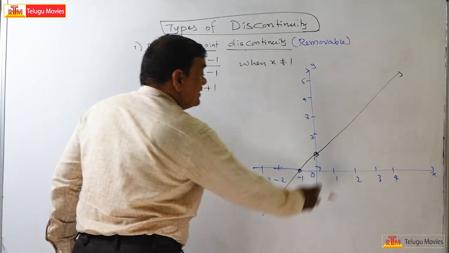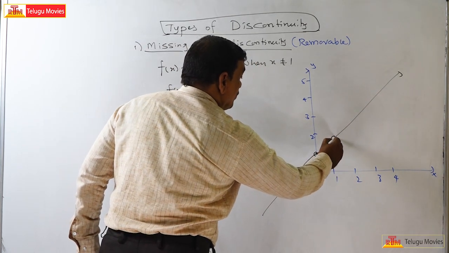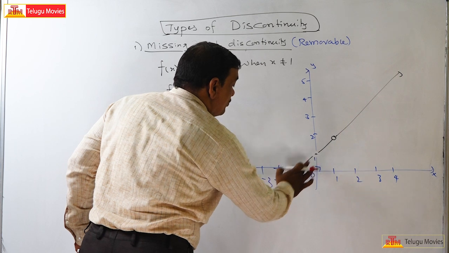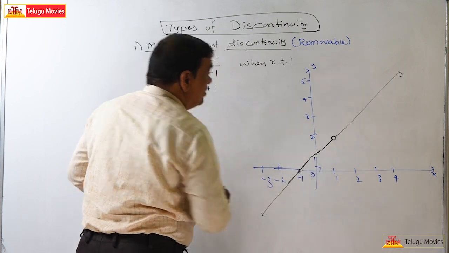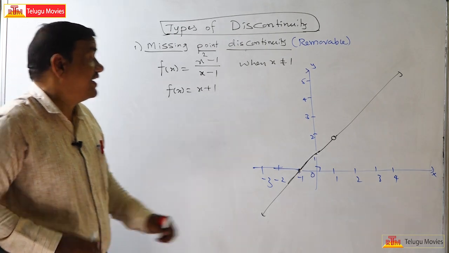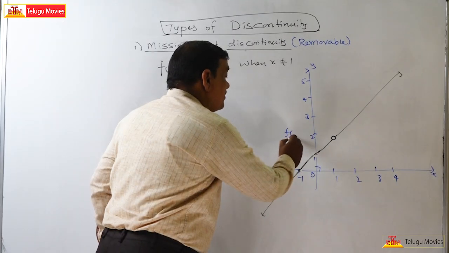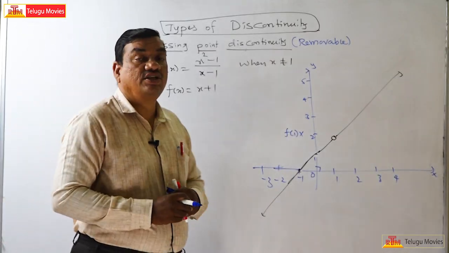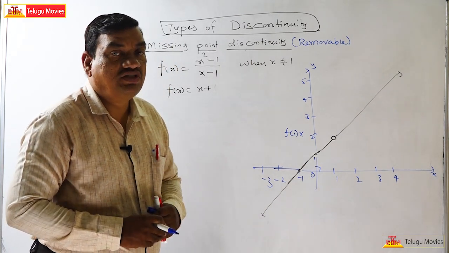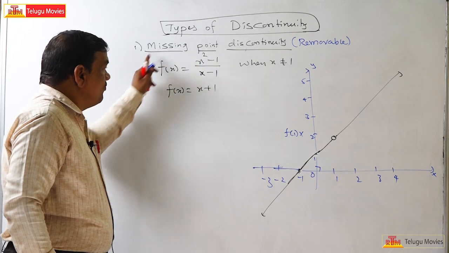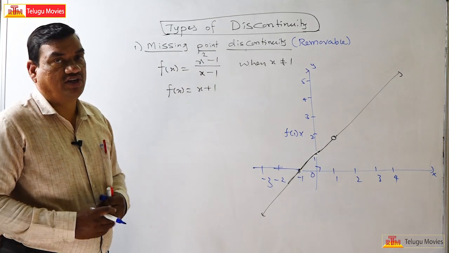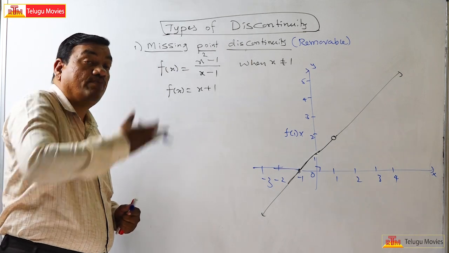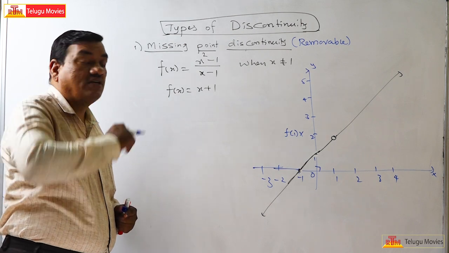At x is equal to 1, the graph is not defined. I will remove this point so that it will be very clear. f of 1 is not defined. That's why it is discontinuous at x is equal to 1. But after redefining this function, we can make the curve, the straight line, continuous. How? Let us see here.